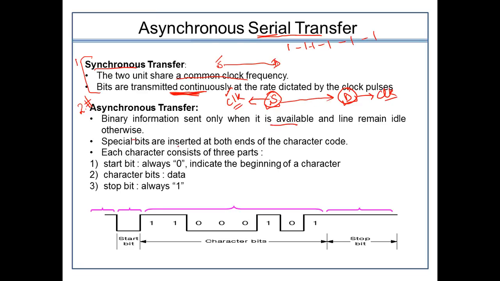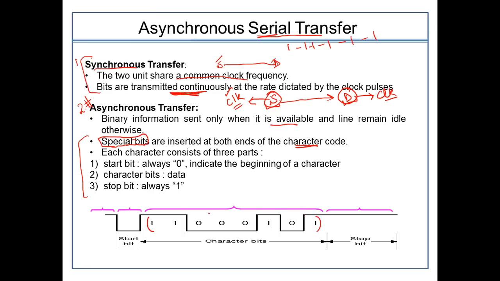So how do we determine that information is to be sent, and how do we determine that it is now the idle period? For that, a rule is generated here. We use special bits which are inserted at both ends of the character. The character consists of three parts. Let's suppose this is the character, meaning the data which we want to transfer.